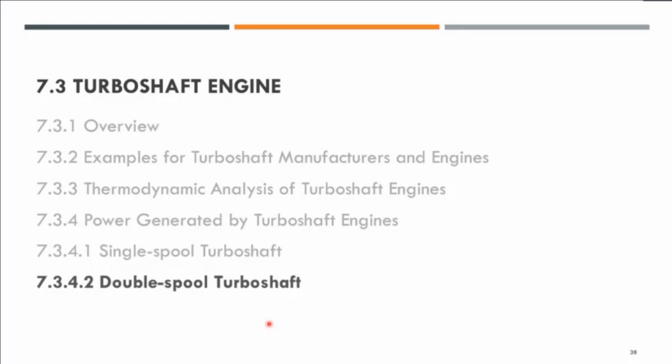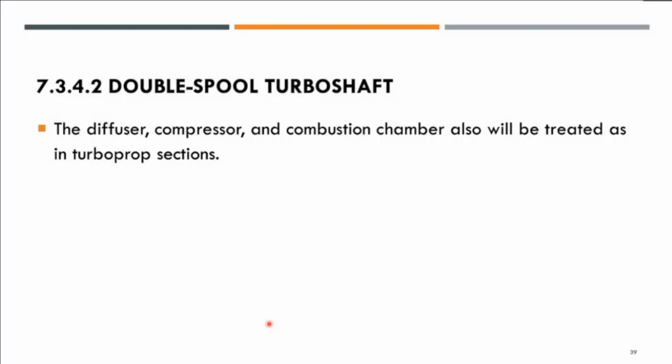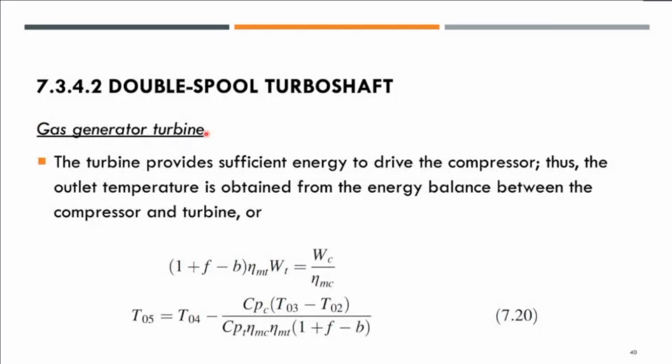Meanwhile, for the double spool turboshaft, let us look into the double spool turboshaft arrangement. The diffuser, the compressor, and the combustion chamber also will be treated as in the turboprop section, similar, but the only difference is the free power turbine. Okay, so let us look into the gas generator first. Gas generator turbine, the turbine which provides sufficient energy to drive the compressor. Thus, the outlet temperature is obtained from the energy balance between the compressor and the turbine. And this is quite similar to earlier.